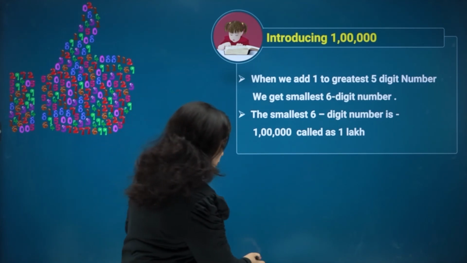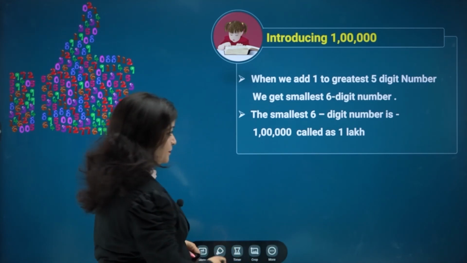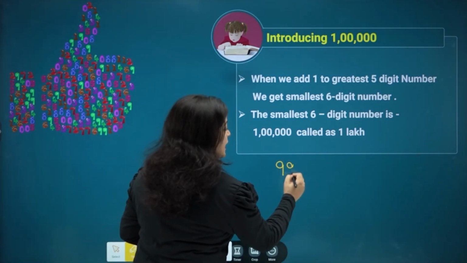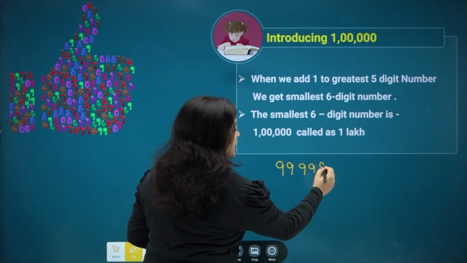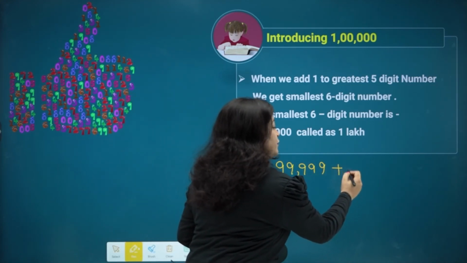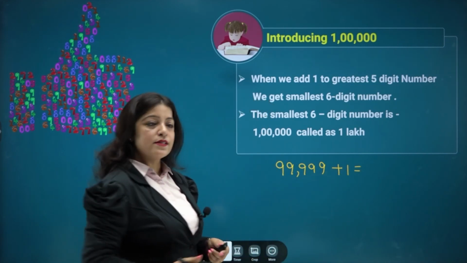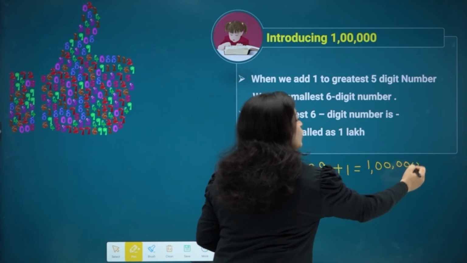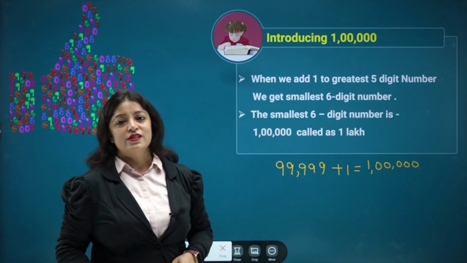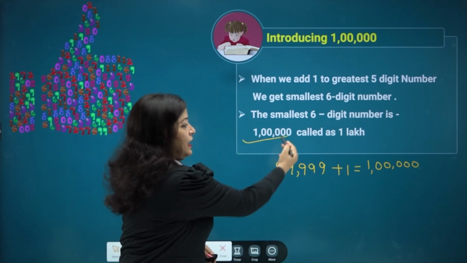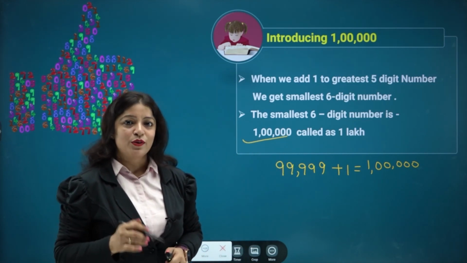So when to the largest 5-digit number, that is 99,999, this is the largest 5-digit number, if to this we add 1, the number which we get is 1 lakh. That means here we are getting the smallest number of 6 digits. And in this way we got the introduction of the number 1 lakh. I hope it is now clear to you.